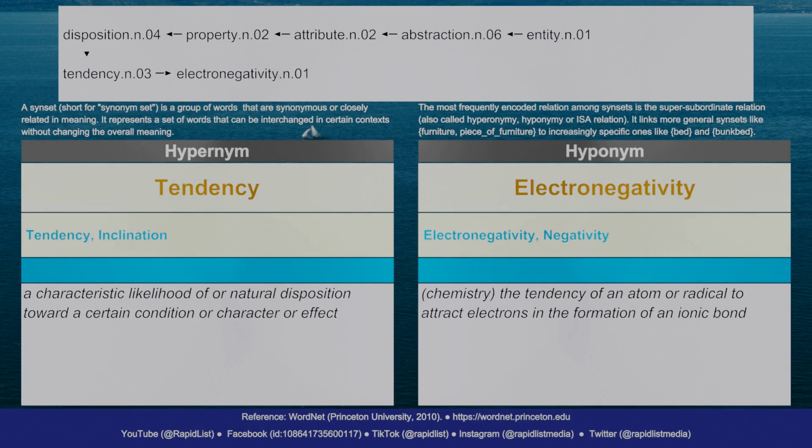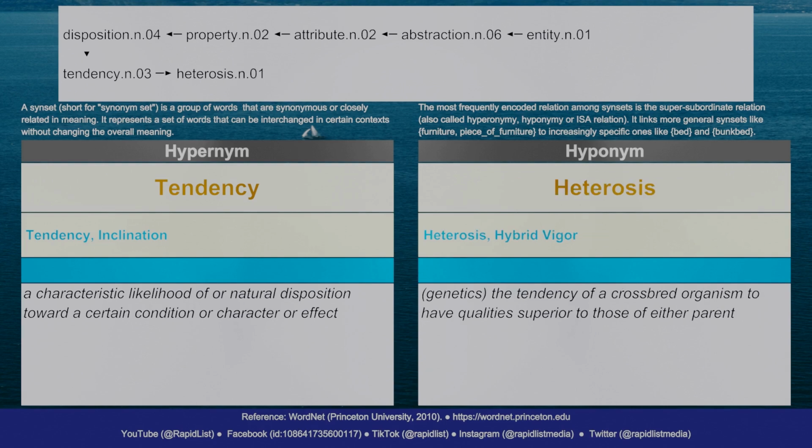Electronegativity. Chemistry, the tendency of an atom or radical to attract electrons and the formation of an ionic bond. Heterosis. Genetics, the tendency of a crossbred organism to have qualities superior to those of either parent.